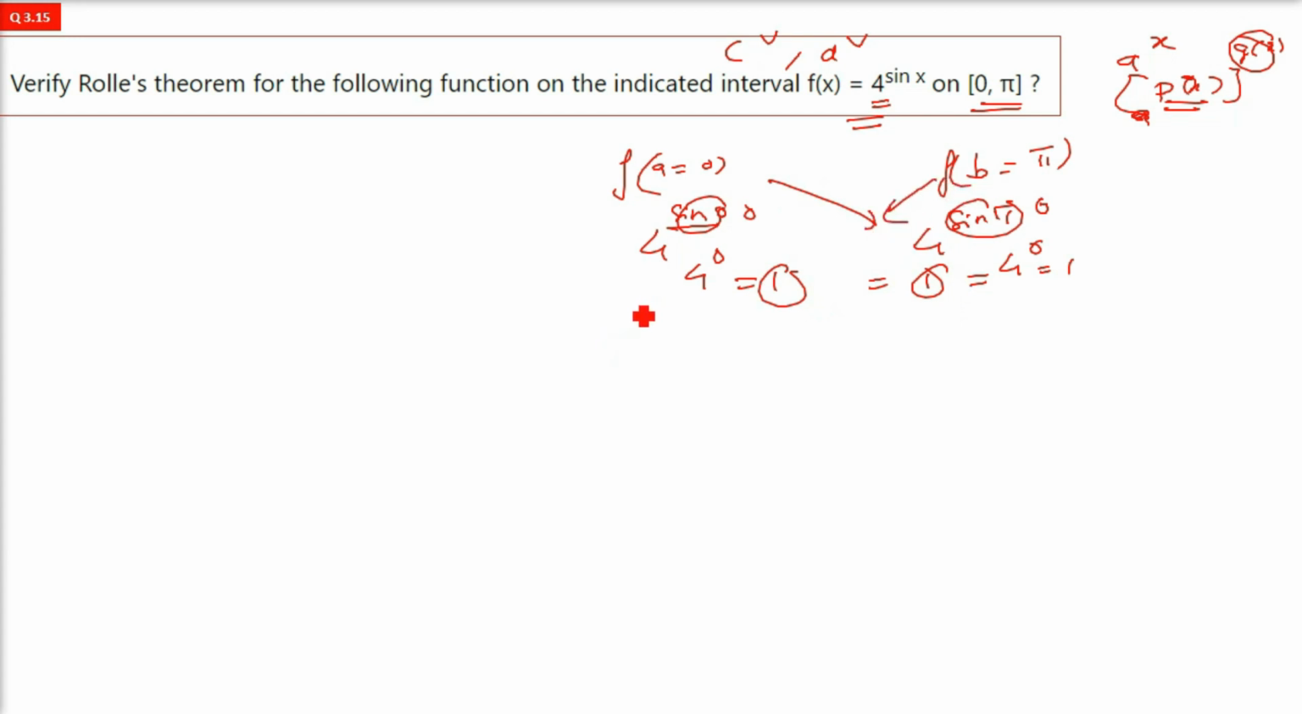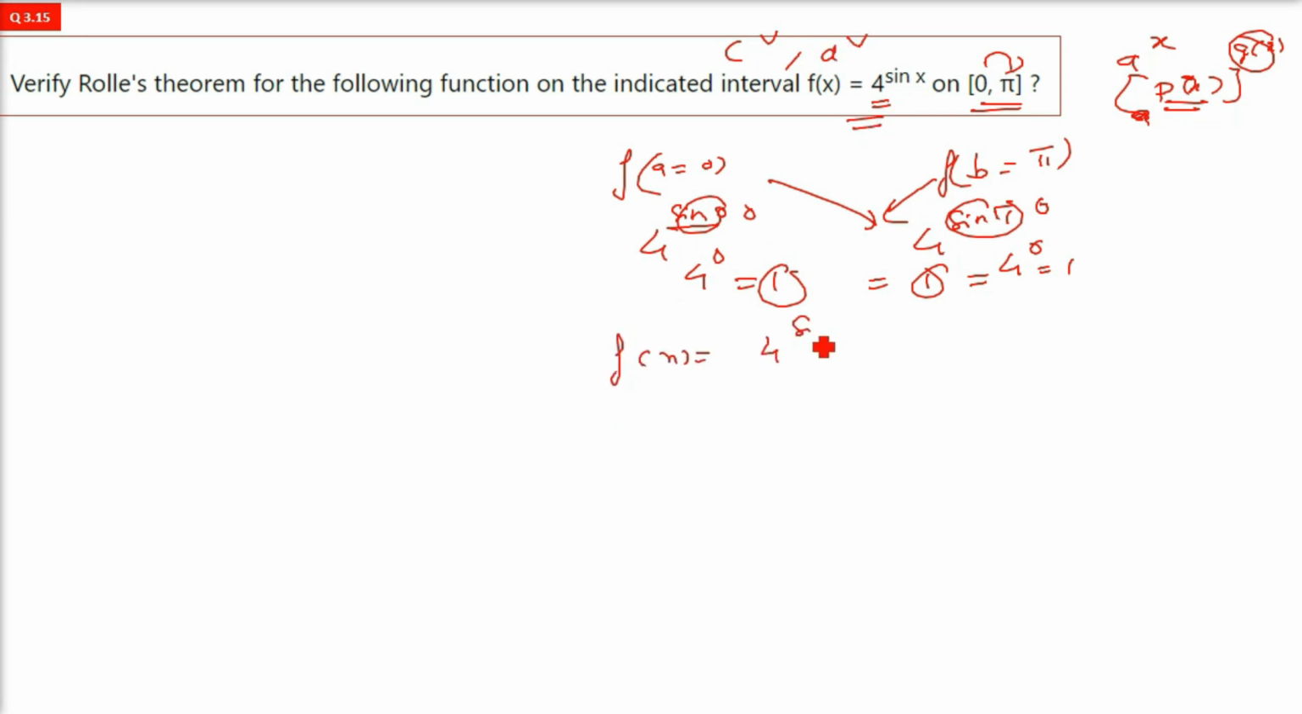The next thing that will come is the differentiation of this function and putting it as 0. And then the value which comes, if it is between 0 and pi, then we'll say, oh, right, this is the value which Rolle's theorem after verification has provided us.